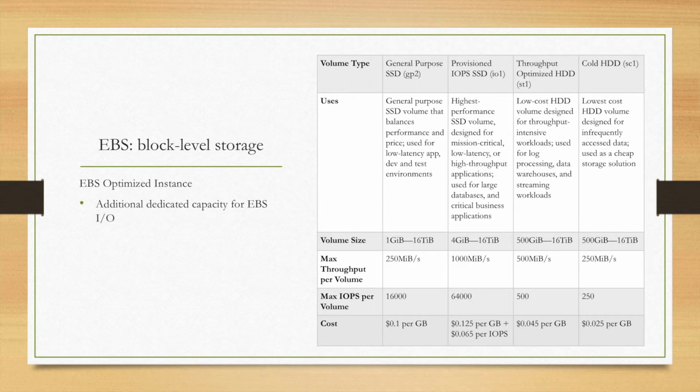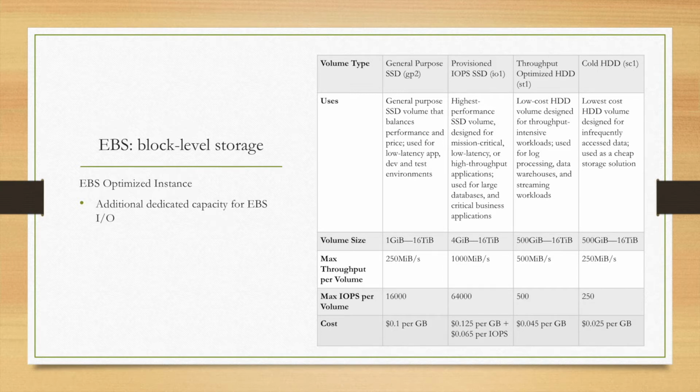EC2 uses EBS to store things locally. EBS is block level storage. At the right table, we can see there are several types of EBS. Except for the general purpose SSD, we also have other types, each focused on something specific: maybe IOPS, maybe throughput, maybe big hardware.